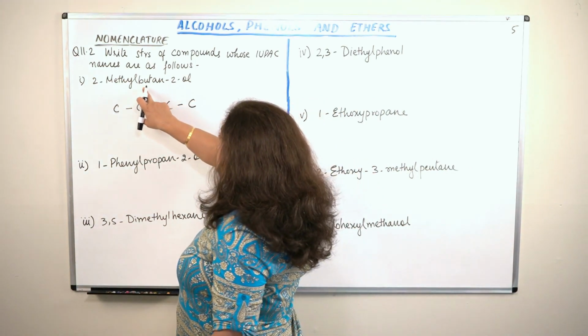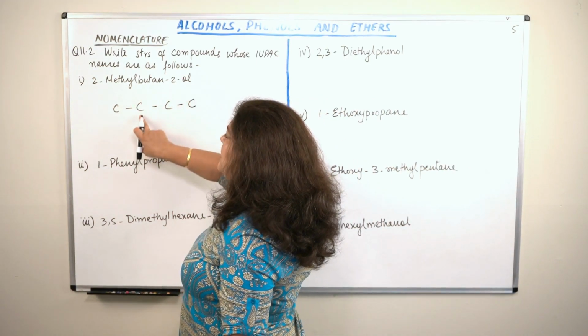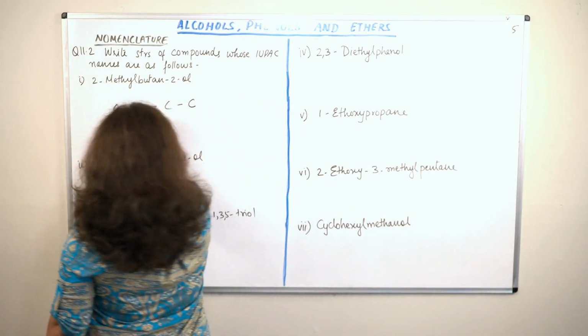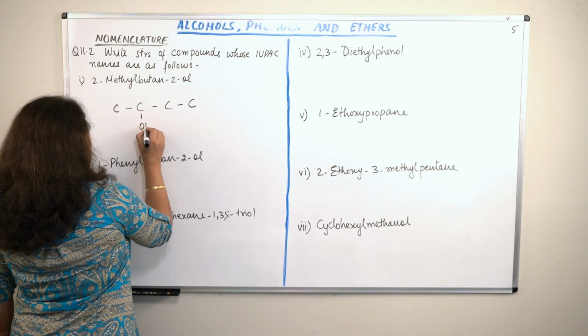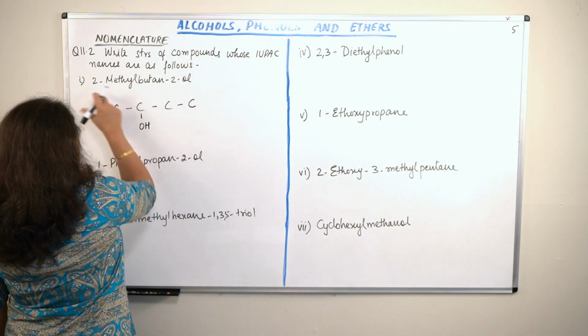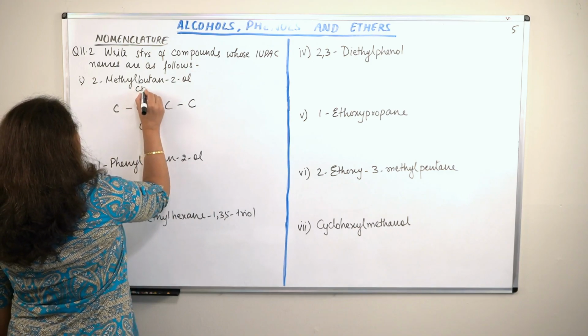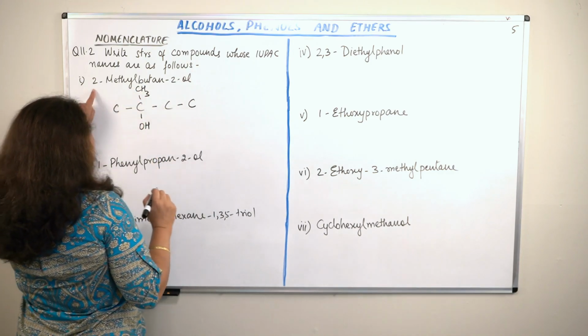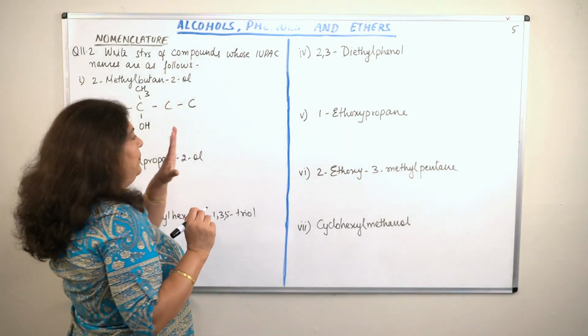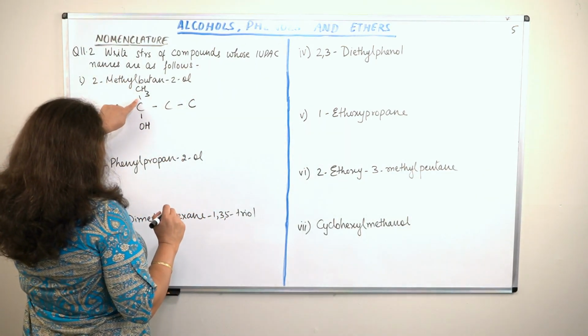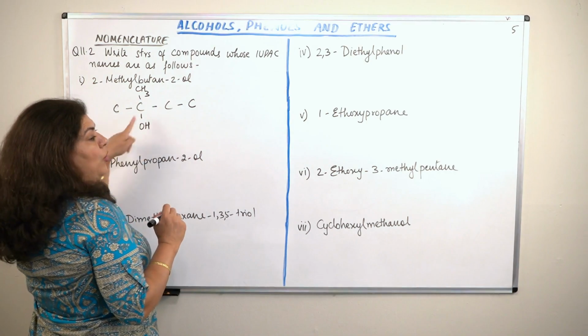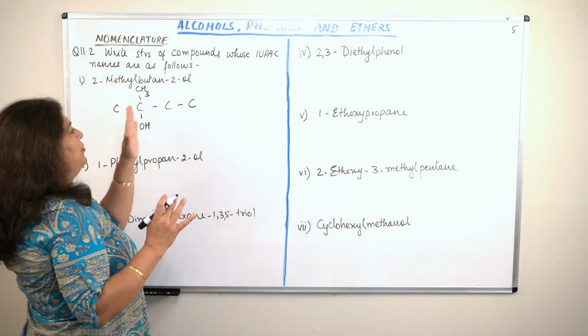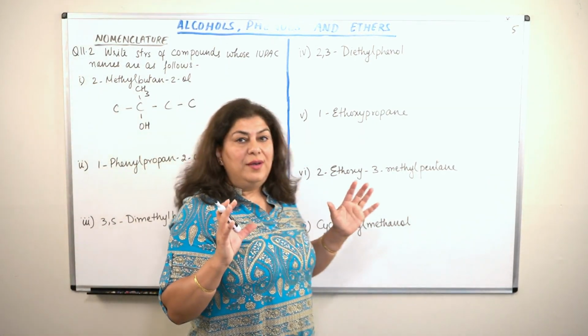So it is butan-2-ol. The second carbon should have an alcohol. So the second carbon has an alcohol and the second carbon also has a methyl group. Right? It is 2-methyl-butan-2-ol. So this should be the basic skeleton of the compound.